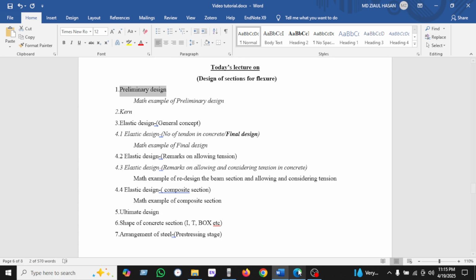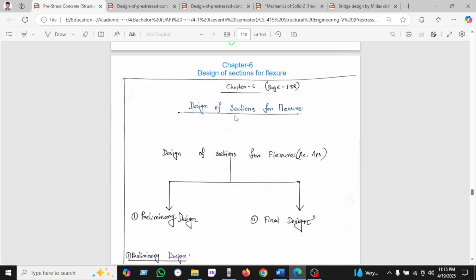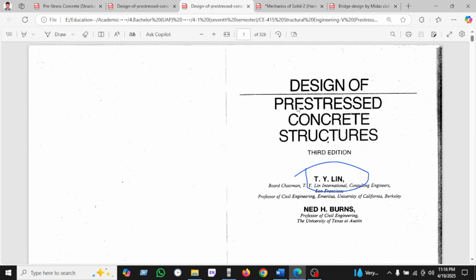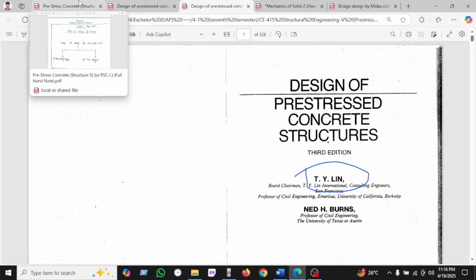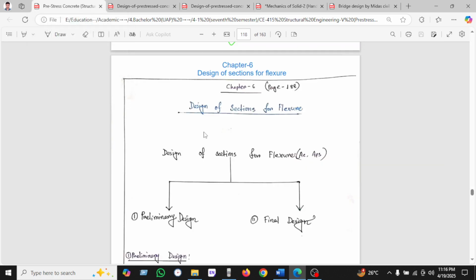Before going to the preliminary design, I'm just saying here that I am taking the reference: Design of Prestressed Concrete Structures, third edition, T.Y. Lin. I have taken these from this book. Here we will see design of the section for flexure. We can see area of concrete, area of steel, prestressed steel.